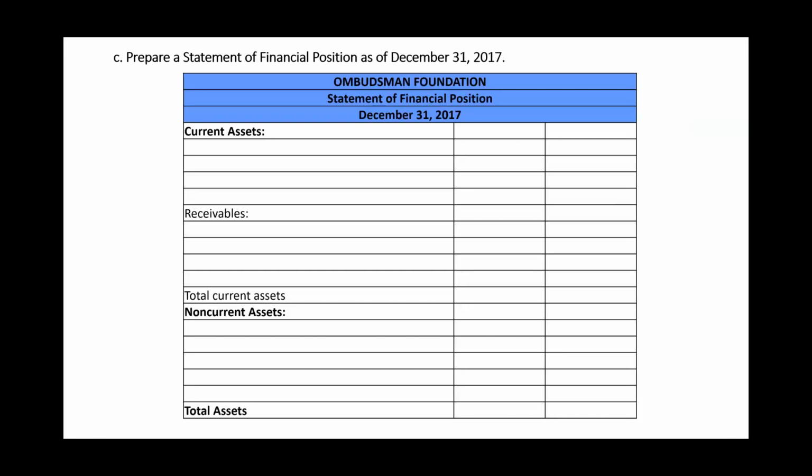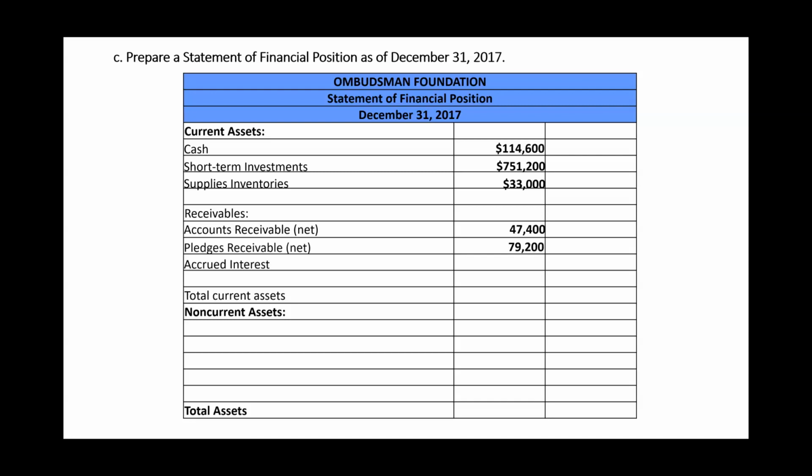Let's finally work on a statement of financial position. This is essentially your balance sheet, right? And again, I've said this several times throughout the class, but the way I remember that is, your balance sheet shows the financial position of your organization as of a certain day. So when you see statement of financial position, you can think balance sheet. So what are our current assets? We've got cash, short-term investments, inventory, some receivables, pledges receivable, accrued interest.